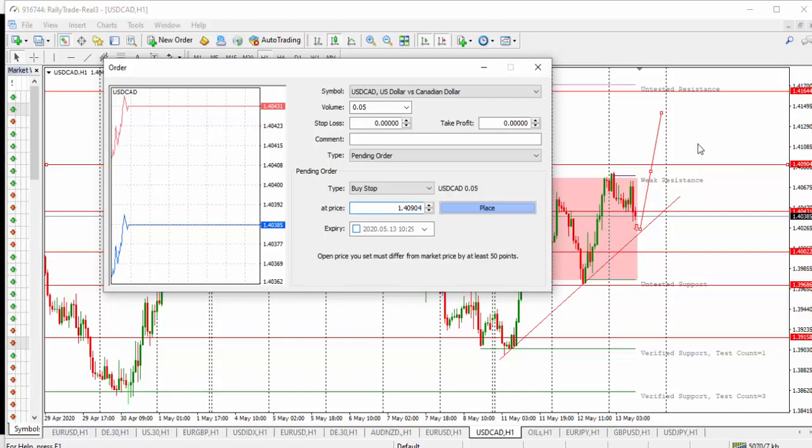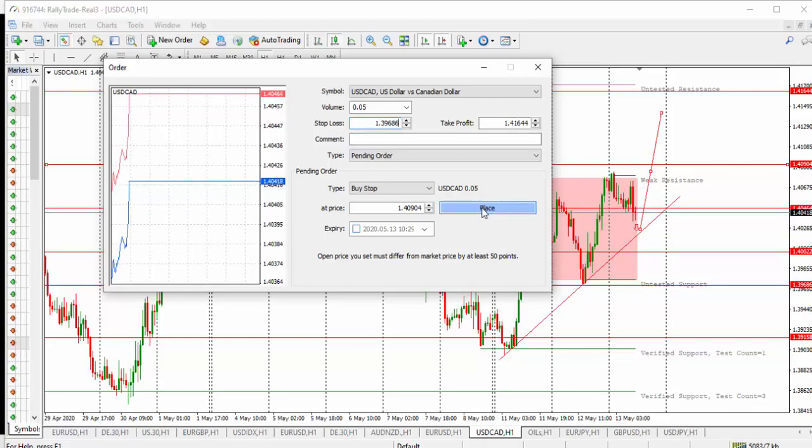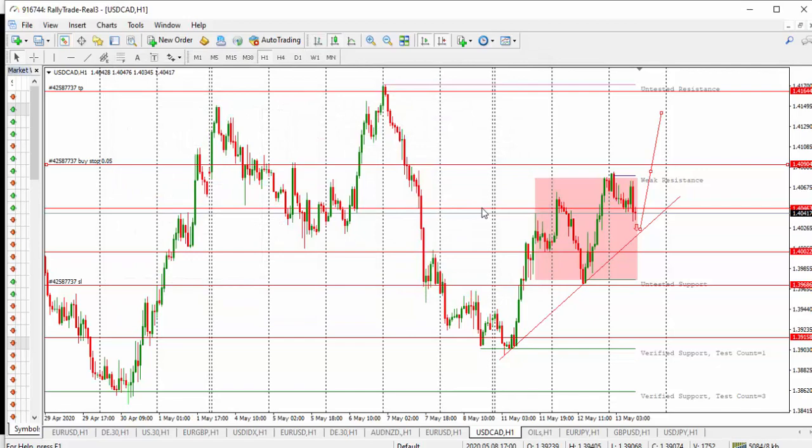1.40904, and then we have our take profit at 1.41644, and our stop loss will be at the other side, which is the entry point of our sell trade, which is at 1.39686. So we have placed the buy trade.